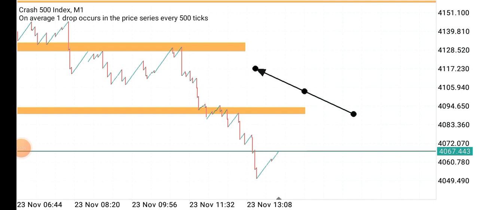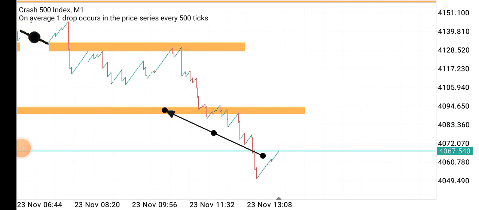You make good money because it will spike. You get multiple spikes, guys. So those are the little things you need to understand.